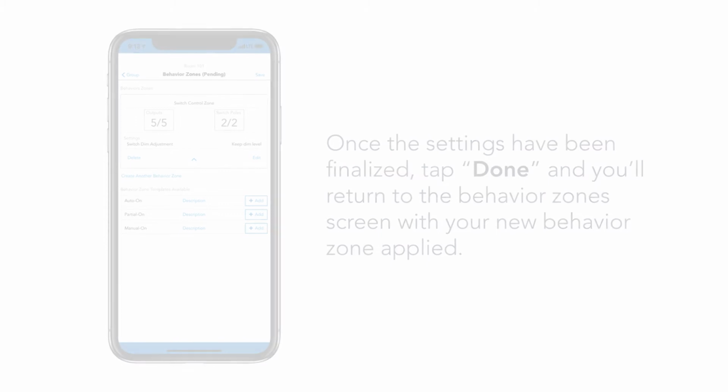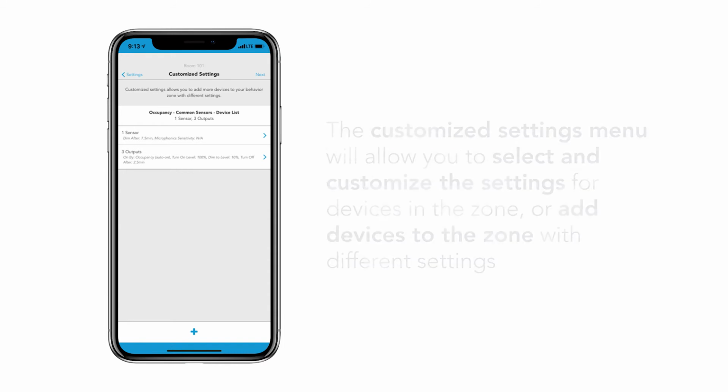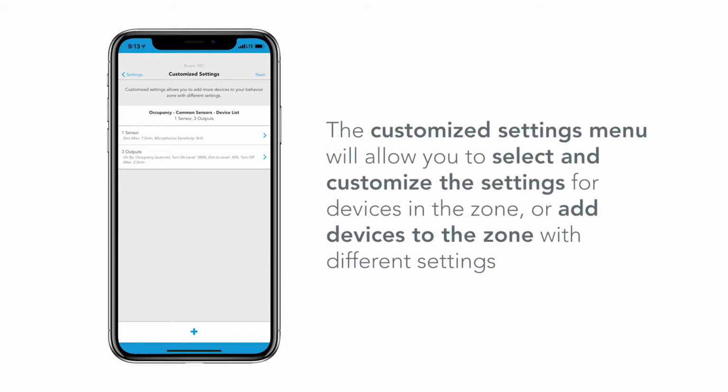Within a behavior zone, customized settings have been created to allow you to add more devices to your behavior zone with different settings. This allows for further customization based upon your needs. To create customized settings, tap the Customize button located at the bottom of the Settings tab within a behavior zone. The Customize Settings menu will allow you to select and customize the settings for devices in the zone, or add devices to the zone with different settings.